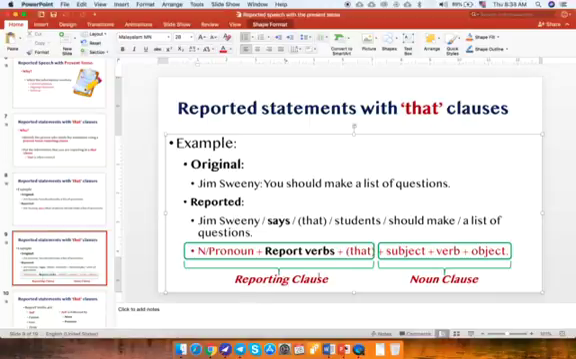So there are two clauses in the reporting speech. The first one is the reporting clause, and the other one is the noun clause. The reporting clause consists of the name or pronoun referring to the person making the statement, plus the reporting verb, and plus "that". And "that" here can be omitted. The noun clause has the subject, verb, and object. So these are the forms for making the reporting speech.